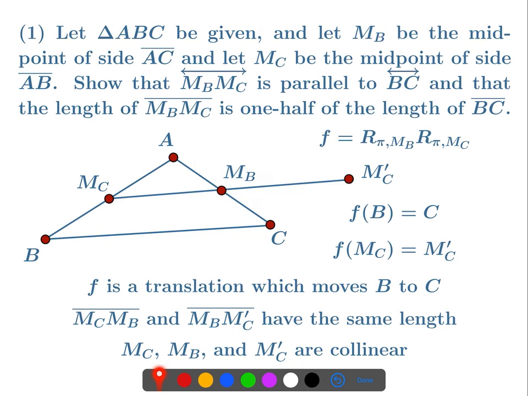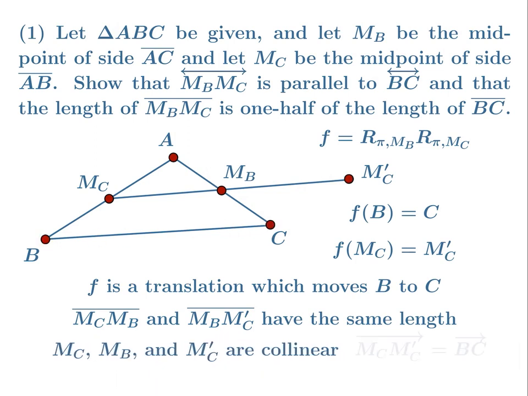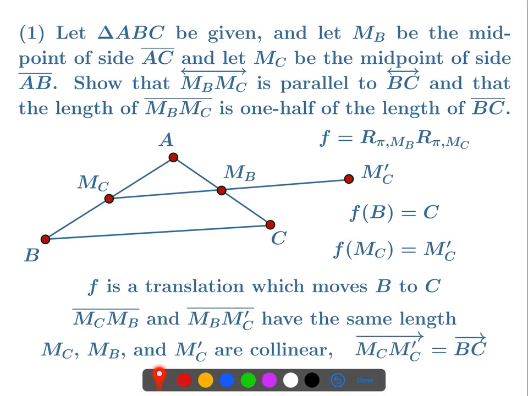There's only one other observation I really need to make, and again, that's because F is a translation that moves B to C. So if it takes B to C, it's apparently taking MC to MC prime, same translation. So that means that this is moved the same direction and the same amount as going from B to C. So that's going to mean that the vector MC, MC prime, is the same as the vector going from B to C. So what does that mean? Well, for one thing, it means that this is parallel to this. So that gives me the first thing we wanted, that MB, MC prime is parallel to BC. These are going to be parallel because the vectors are equal, so they're going in the same direction.